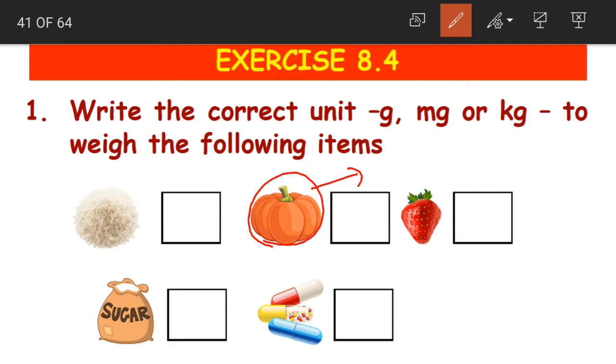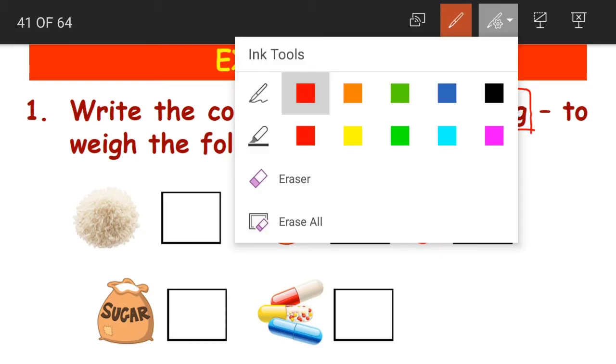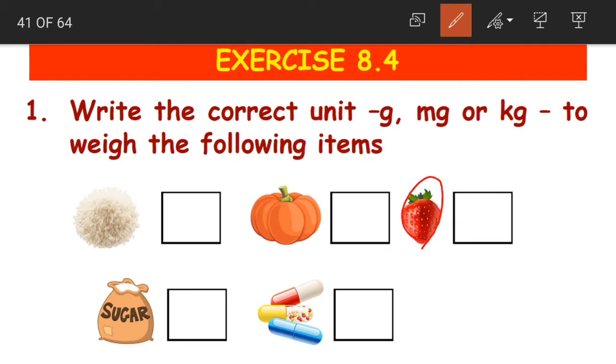Next up we have, what do we have? Pumpkin. What is pumpkin children? Pumpkin is a vegetable. Now when we go for buying vegetables, what is the unit of measurement that we use? We buy the vegetable in terms of grams. Yes, we buy 500 grams, 250 grams or something. So the vegetables are mostly measured in grams, and if you are buying very large quantities of vegetables, you can measure them in kilograms.